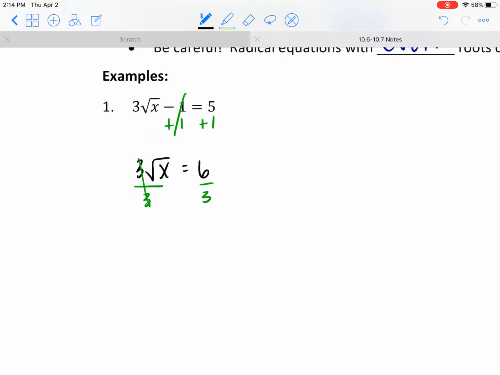That would leave me 3 square root of x equal to 6. And now I want to get rid of the 3. It's being multiplied, so I'm going to divide it on both sides. That cancels. And now I have a square root of x equal to 2.